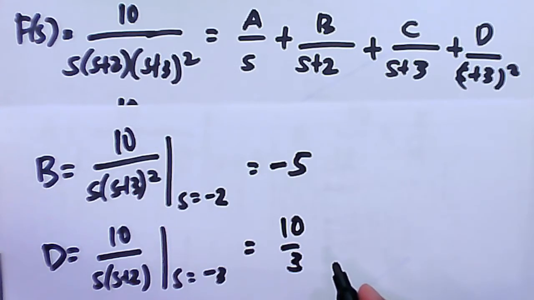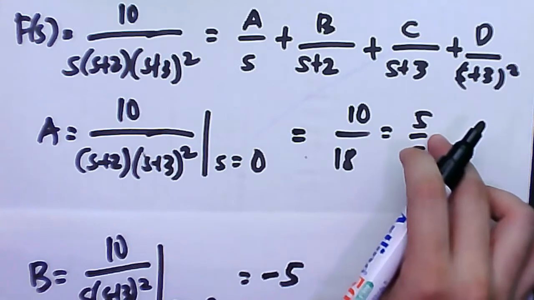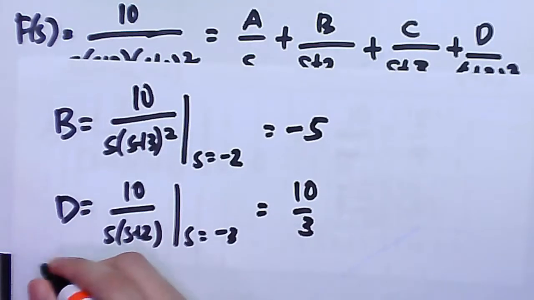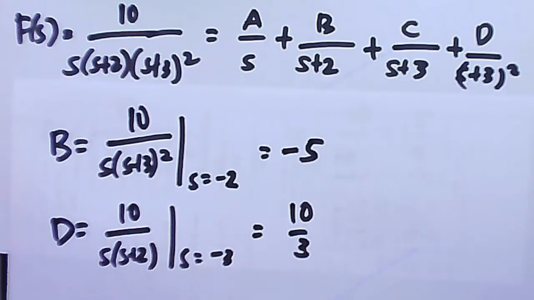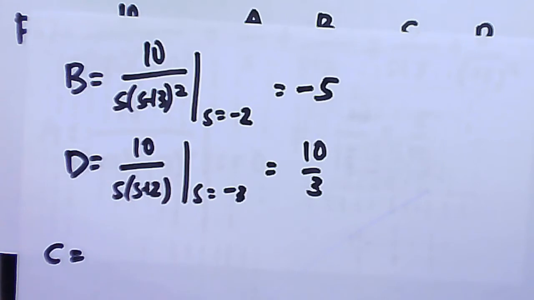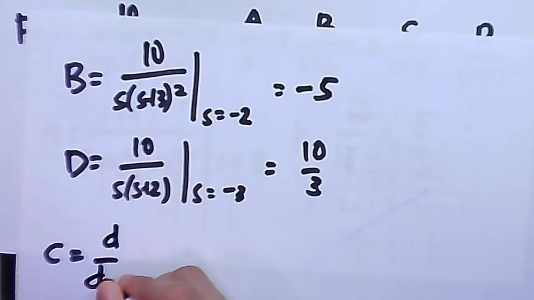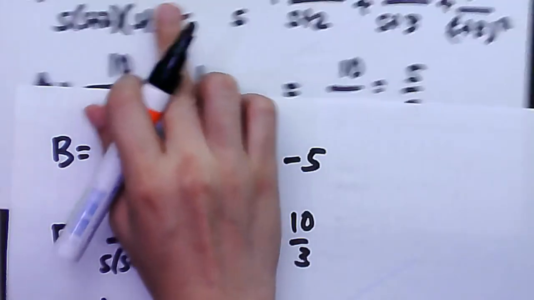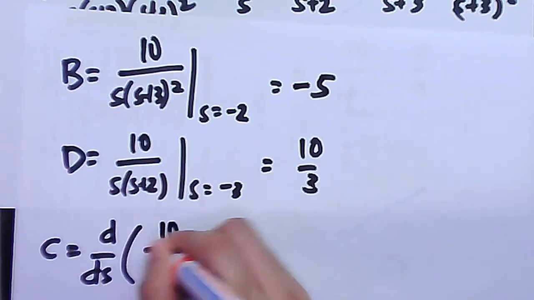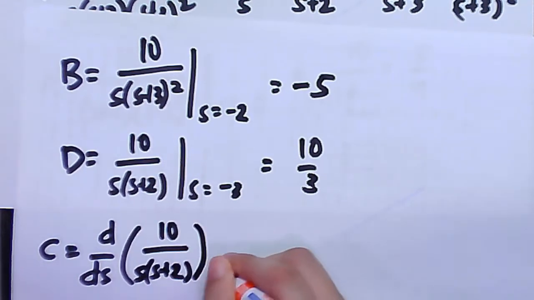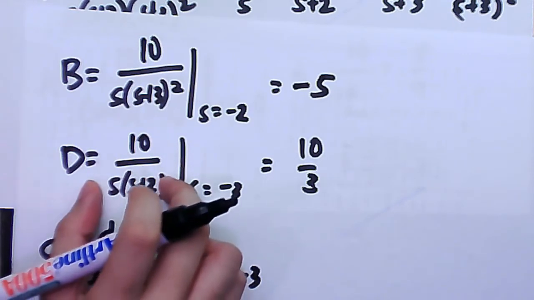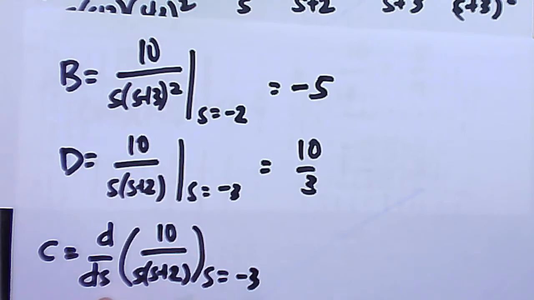So, you have now tatlo: 5 over 9, negative 5, plus 10 over 3. Okay, so yung C na lang. Makukuha ito by taking the derivative of, again, ito yung factor niya, tatakpan natin siya dito. Kukuha natin derivative ng 10 over s times s plus 2, when s is negative 3. Parang it's the way by which we obtain D, pero i-derivative natin siya.